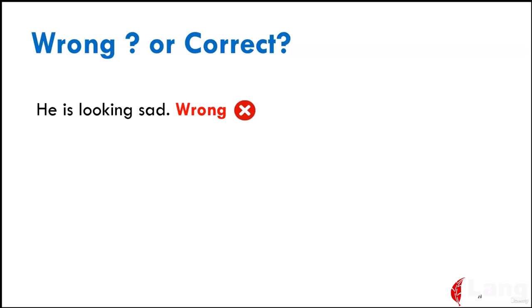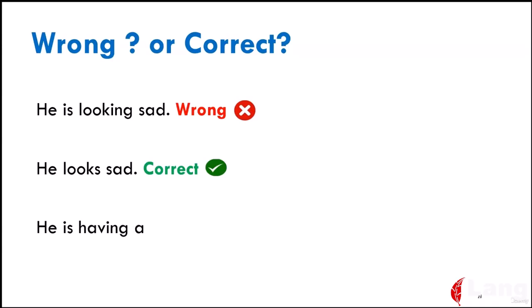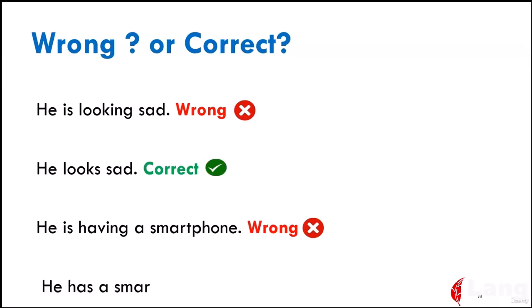He is looking sad. This is wrong. He looks sad. This is the correct form. He is having a smartphone. This is wrong. He has a smartphone. This is the correct form.